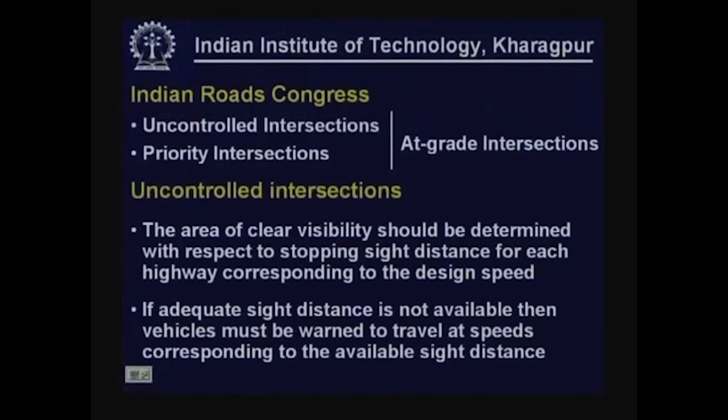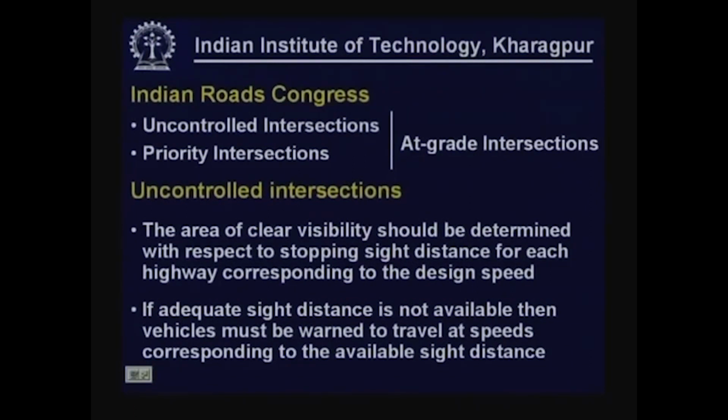Now, with this we have completed our discussion about all 6 different types of control considered in AASHTO and the basis for intersection side distance for each control type. Let us look at the Indian conditions, particularly the recommendations given by Indian Roads Congress.